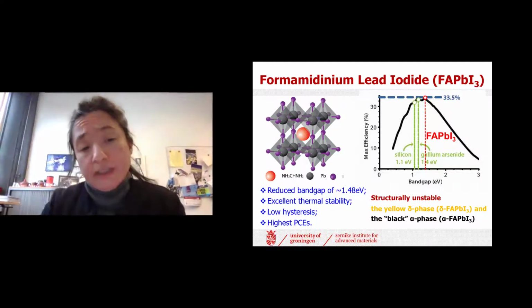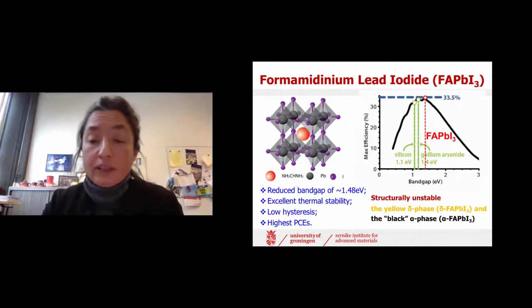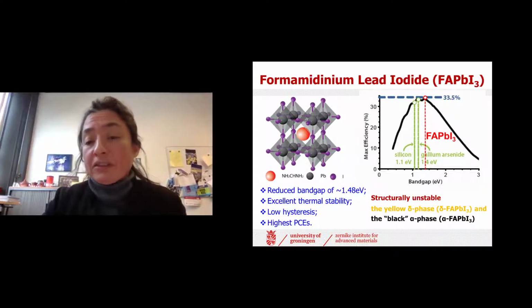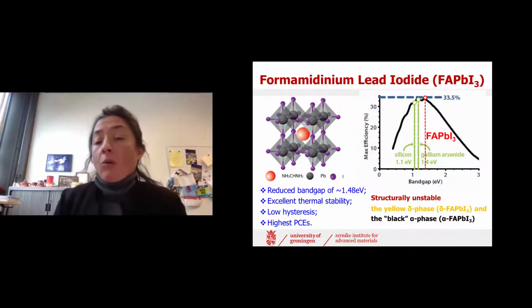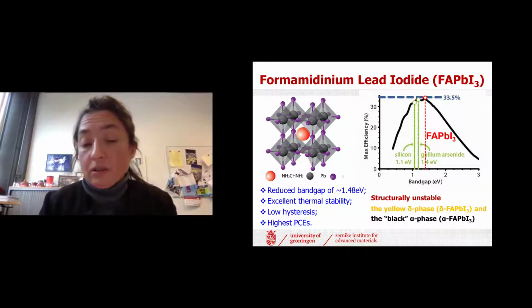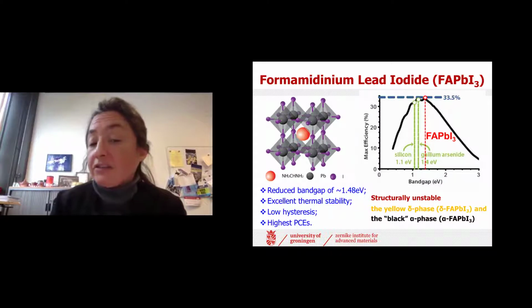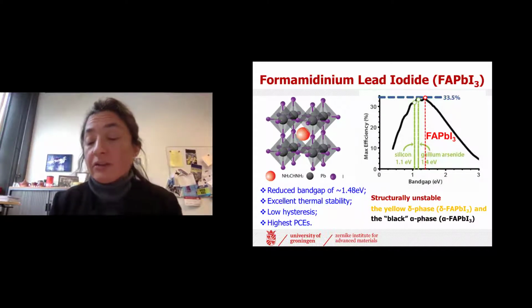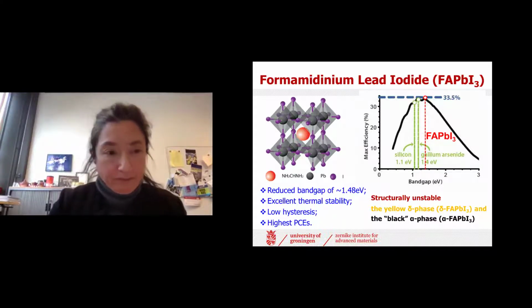Why is this material so successful? Because it has a very good band gap for photovoltaic devices. As you can see here, it is precisely at the maximum of the Shockley-Queisser limit. However, the material has a little problem. It is structurally unstable. It tends to convert from the black phase, the alpha phase, which is the perovskite phase we are interested in, to a yellow phase that is not a perovskite material, also called the delta phase.